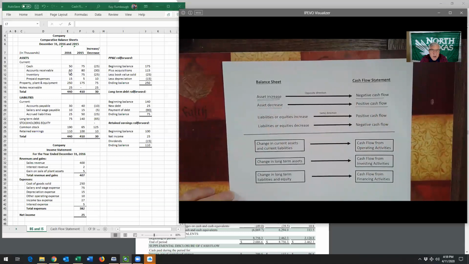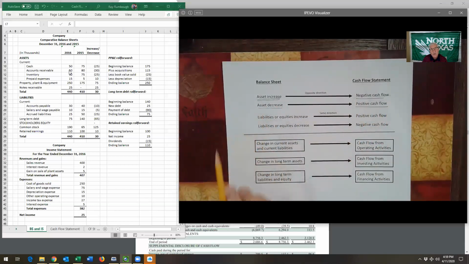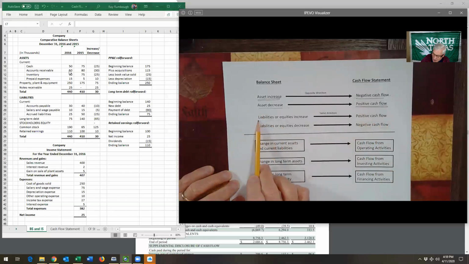That should make sense to you, because if I buy inventory, what did I do? I debited inventory and I credited cash, right? So an increase in inventory means I paid more cash. That's a negative on the cash flow statement. A decrease in inventory means I was able to go sell that and collect cash. So that's a positive cash flow. So this is just rules to memorize here.